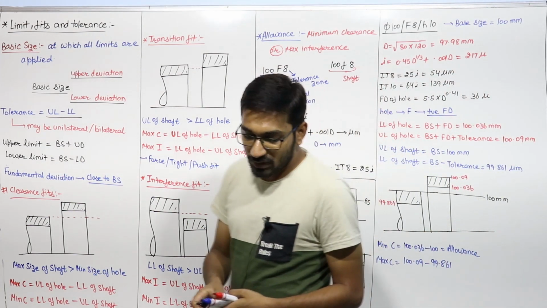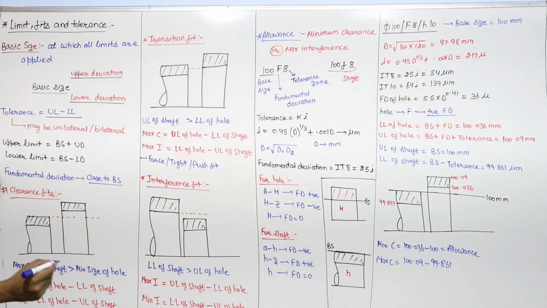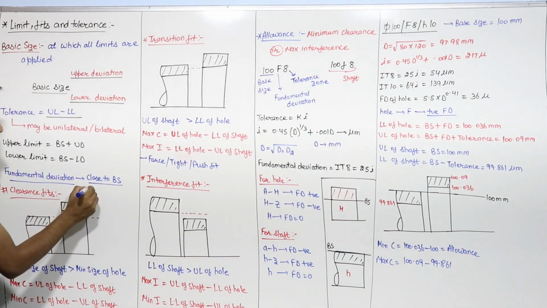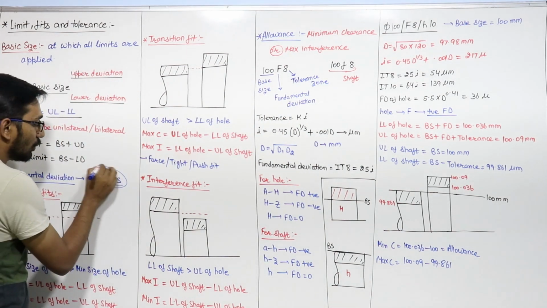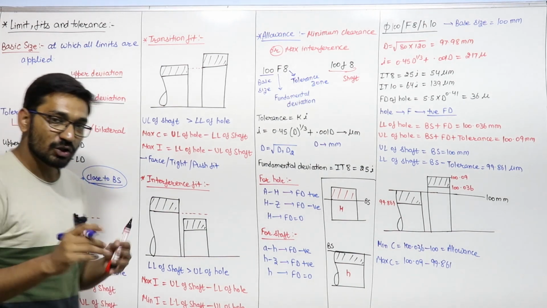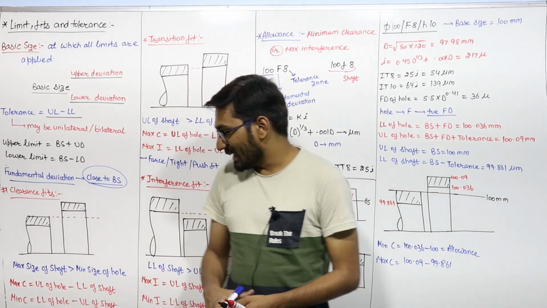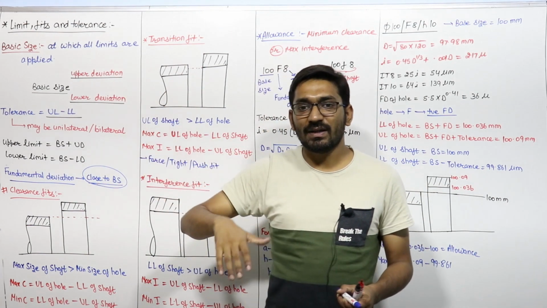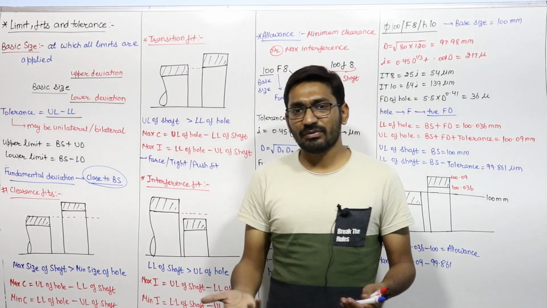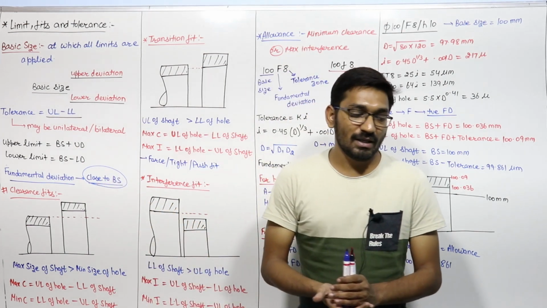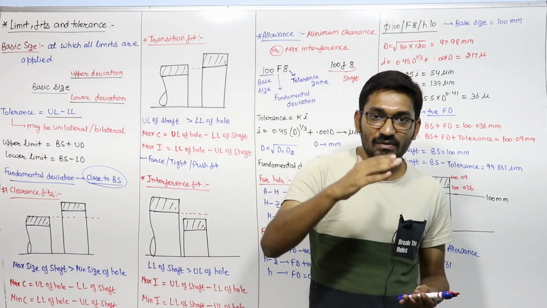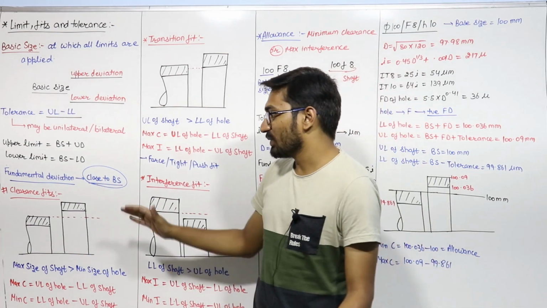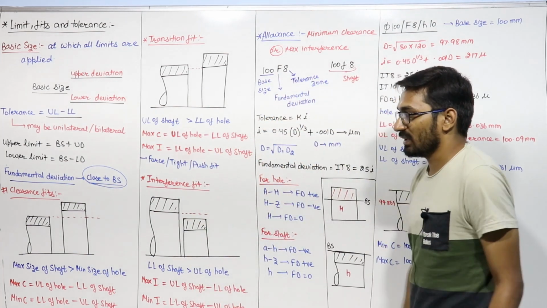And there is a term called fundamental deviation. The fundamental deviation is that deviation which is close to the basic size. It may be upper deviation or lower deviation, it may be of hole or of shaft, anything it will be. The deviation which is close to the basic size is known as your fundamental deviation.